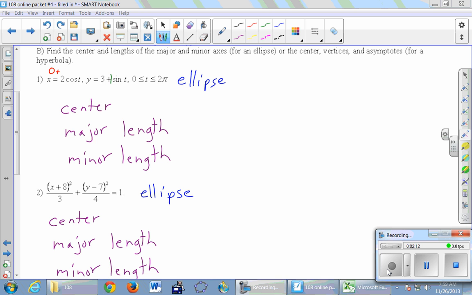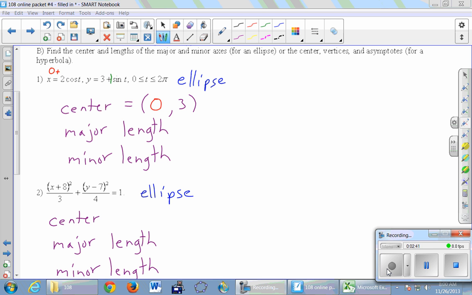And we'll see that those numbers are important as we answer these questions here. So the first thing I want is the center. So the center is just the 0 and the 3. The 0 and the 3 are just how far you have to move from the origin to land at your starting point. And then once you're at the starting point, which is 0, 3 in this case, you'll go 2 cosine of t left and right, and then sine of t up and down.